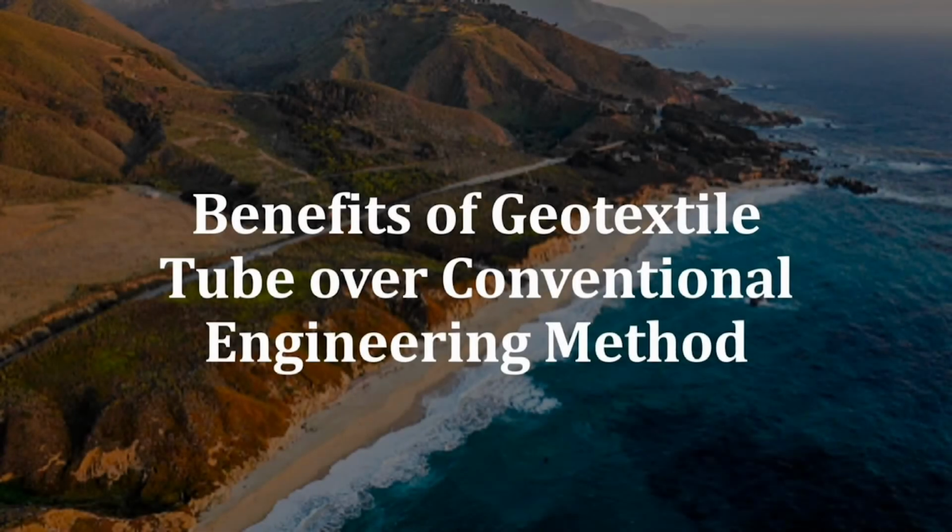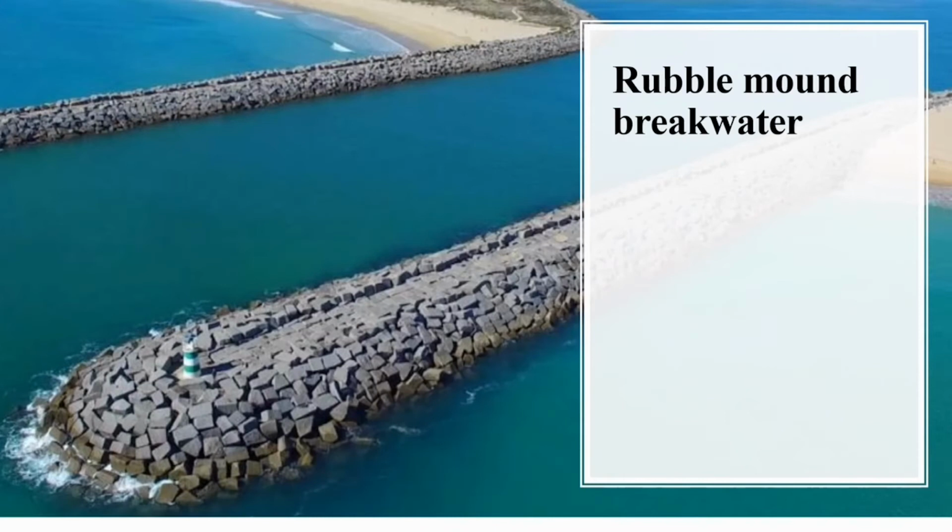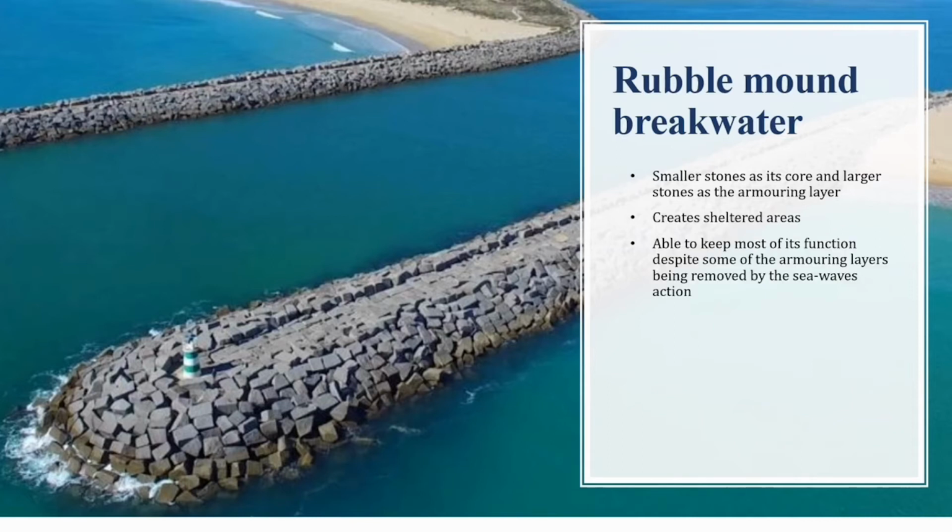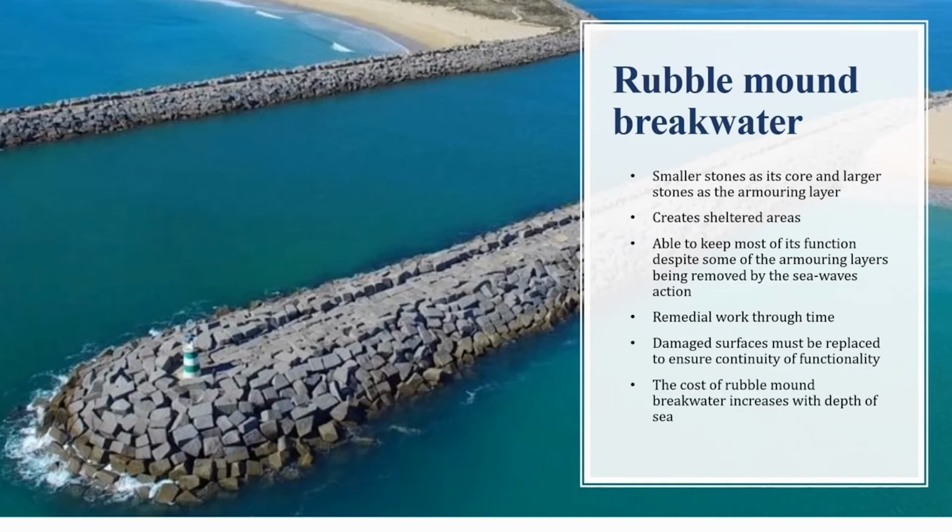Benefits of geotextile tube over conventional engineering methods. One of the conventional engineering methods for breakwater is the rubble mound breakwater. It is commonly seen in European countries, and is made of smaller stones as the core and larger stones as the armoring layer. Rubble mound breakwater creates sheltered areas and is able to keep most of its function despite some of the armoring layers being removed by sea wave action. However, remedial work through time to fill the voids and provide additional stones to lost layers or damaged surfaces must be done to ensure continuity of the functionality. The cost of rubble mound breakwater increases with depth.